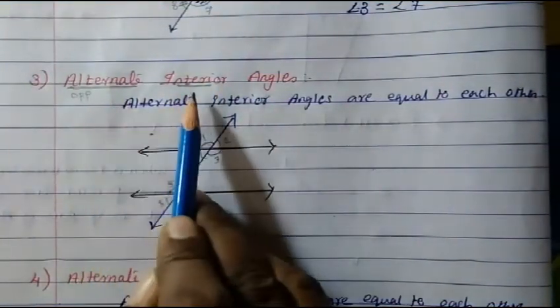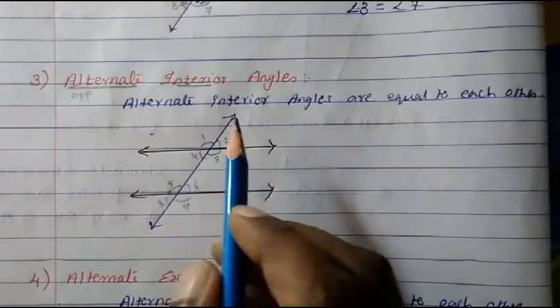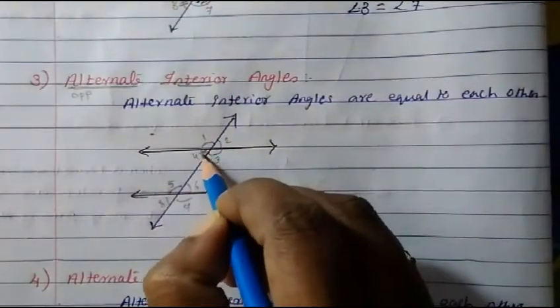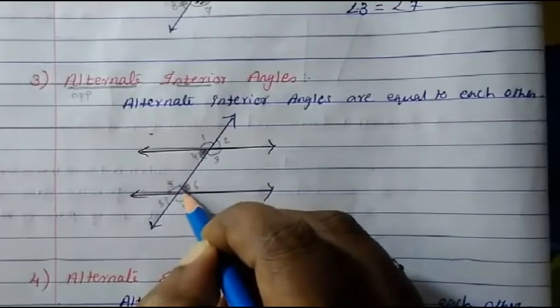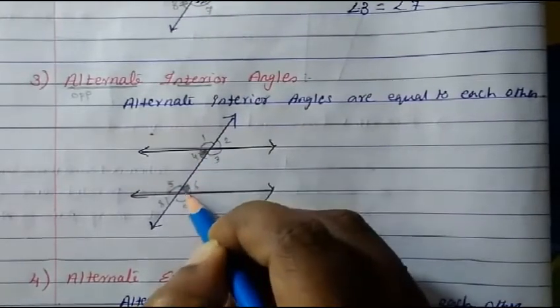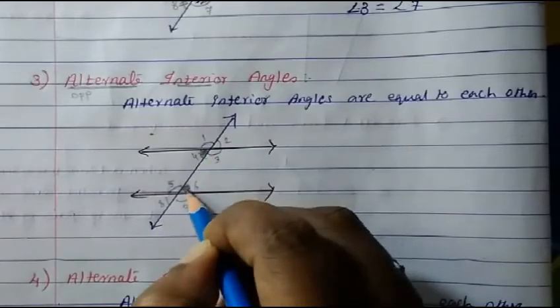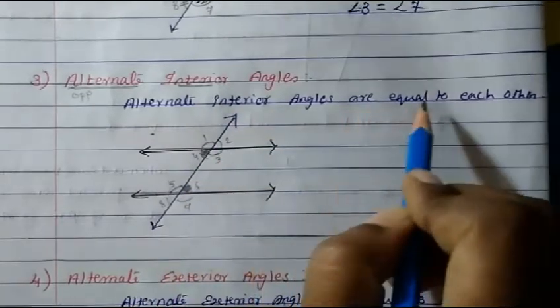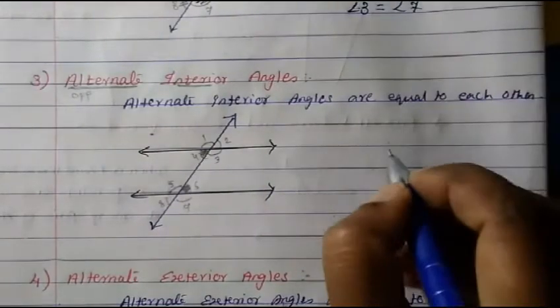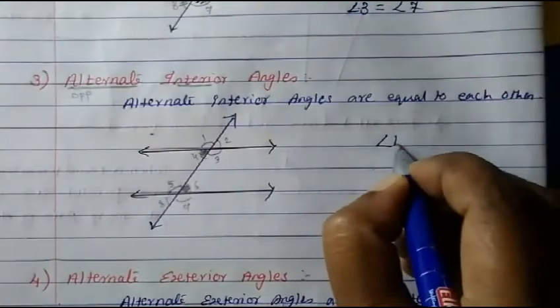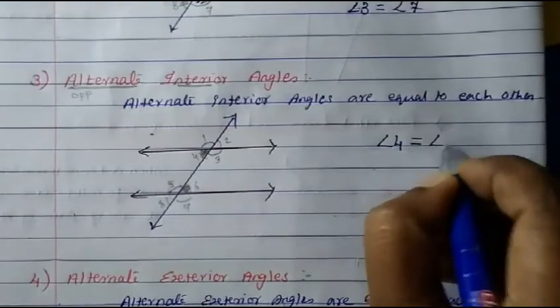Now alternate interior angle means opposite. So that means angle 4 and angle 6. So opposite becomes alternate interior angle. Now alternate interior angles are also equal to each other. So that also you have to remember. So angle 4 is equal to angle 6.